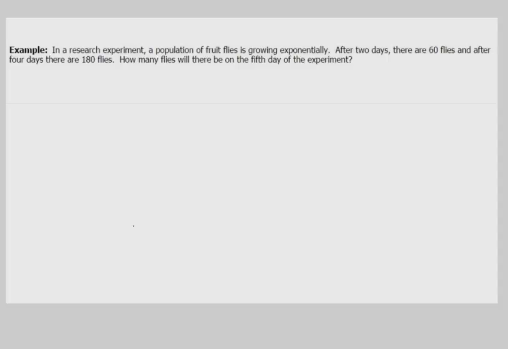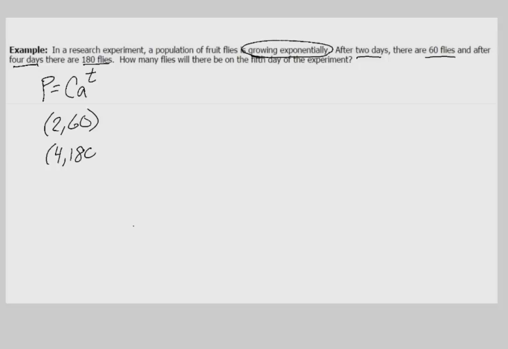Our population is growing exponentially, which means we are looking for an equation of the form P equals C A raised to the T. We know that after 2 days there are 60 flies, so the point (2, 60) must be a solution point to our equation. We know that after 4 days there are 180 flies, so the point (4, 180) must also be a solution point to our equation.